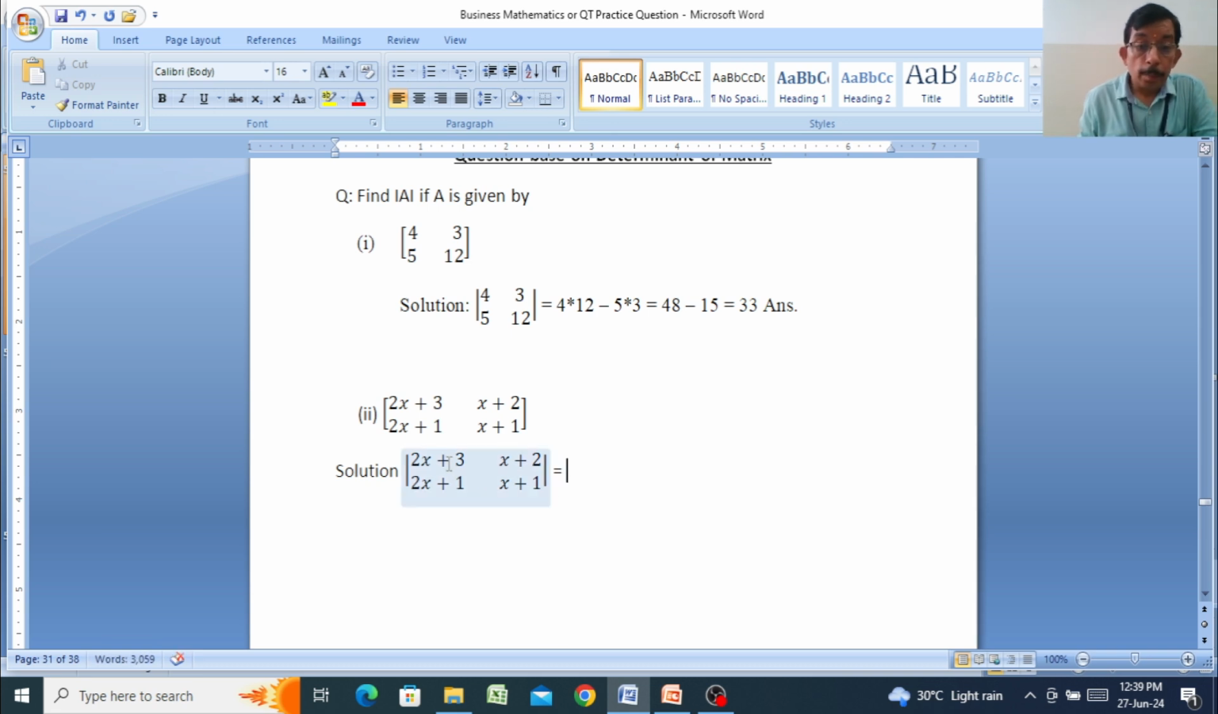The value of the determinant is the difference of the multiplication of the diagonal elements. Now we multiply the main diagonal elements, 2x plus 3 and x plus 1. Multiply both elements: 2x plus 3, multiply, x plus 1.